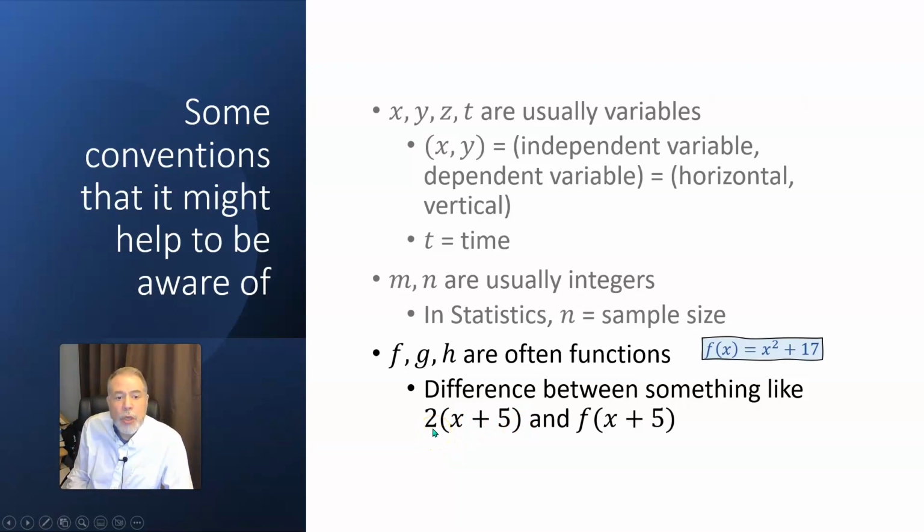So 2 in front of this x plus 5 means that you're multiplying together 2 times the expression x plus 5. But f in front of the expression x plus 5 inside those parentheses does not refer to multiplication. It refers to evaluating a function. You're evaluating the function f for x plus 5. You're substituting in x plus 5 for the variable that it's a function of.